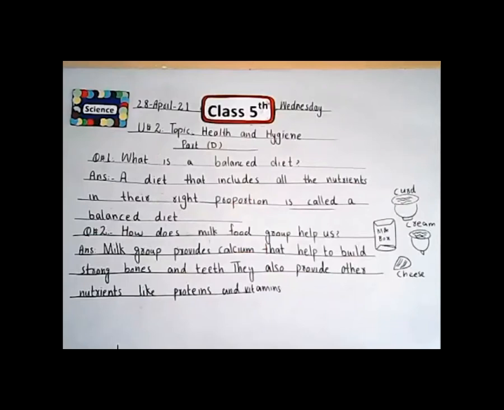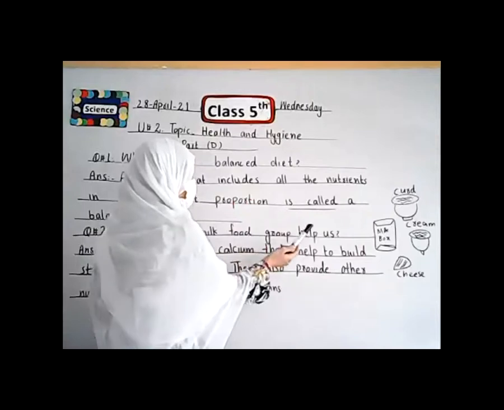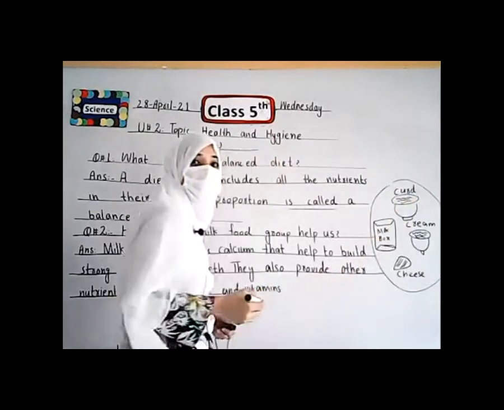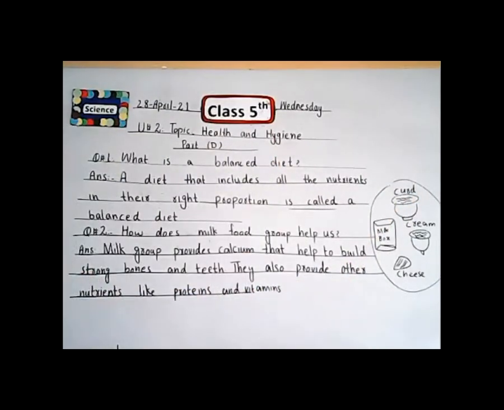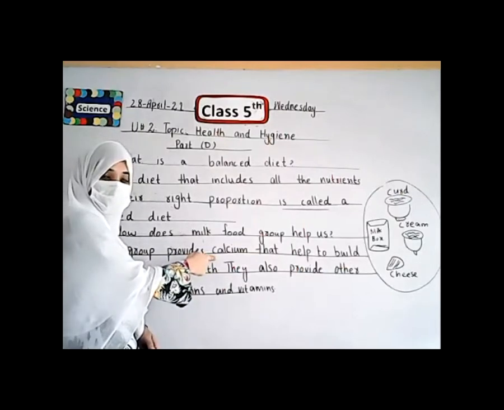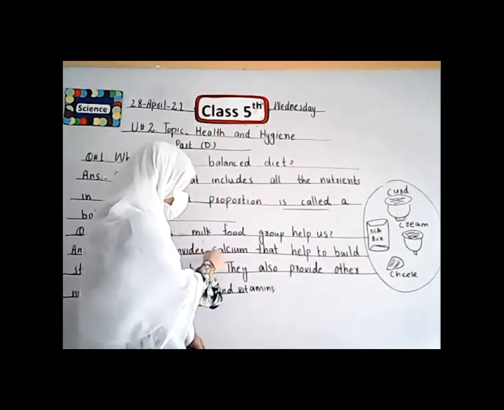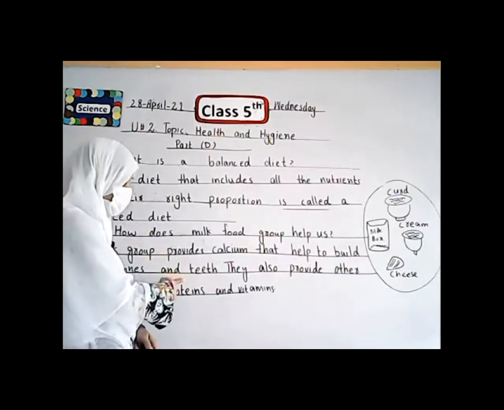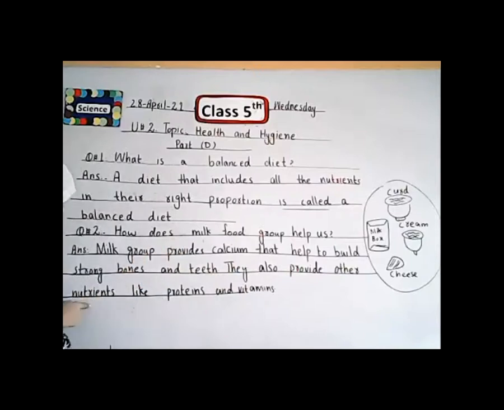Okay, students, again I revise the answer of this question. How does milk food group help us? All these things are made from milk. How are these things helpful for our body? Milk group provides calcium. दूध या दूध से बनी चीजें हमें कैल्शियम देती हैं. That helps to build strong bones, जिससे हमारी हड्डियां मजबूत होती हैं, and teeth, और हमारे दांत मजबूत होते हैं. They also provide other nutrients like proteins and vitamins.